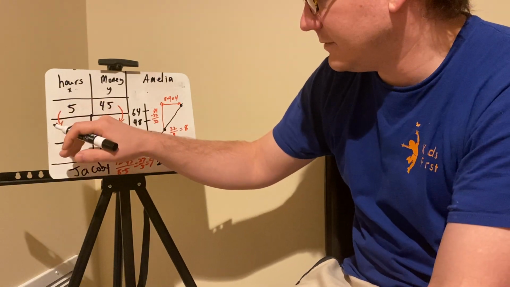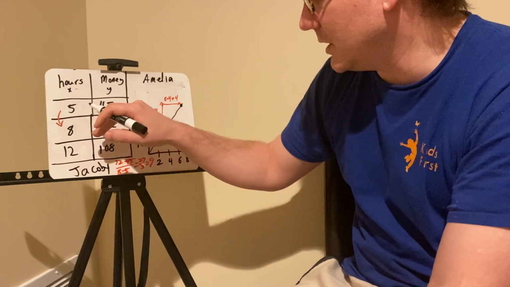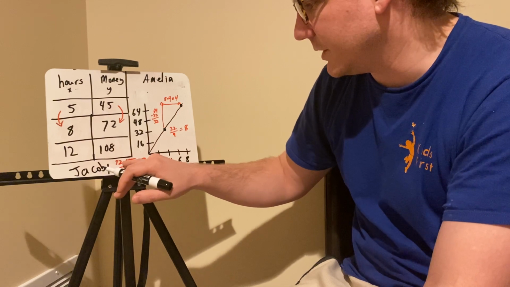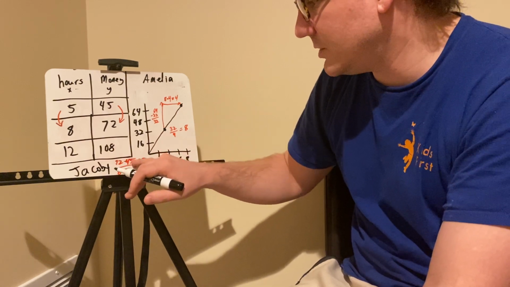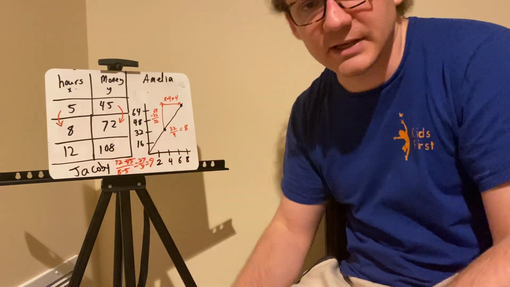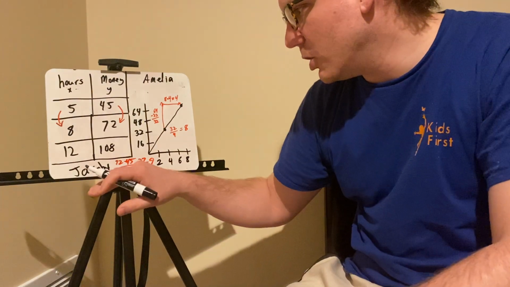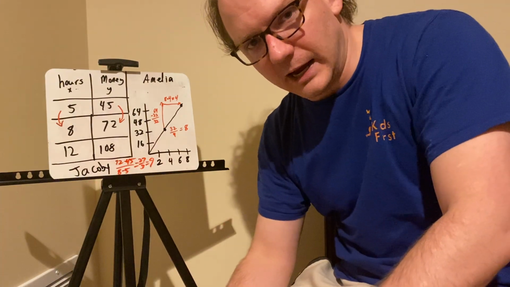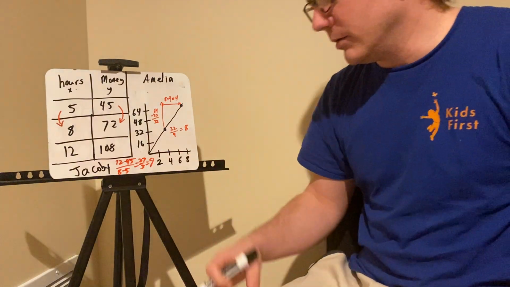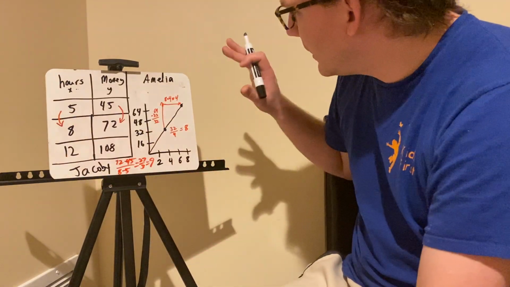Hours goes from 5 to 8, which is 8 minus 5, my change in x. And money is from 45 to 72, so my change in y is 72 minus 45. That equals 27. 8 minus 5 equals 3, so 27 over 3, or 27 divided by 3, equals 9. So Jacoby makes $9 per hour that he works. That's his unit rate. That is, in 1 hour, he makes $9. That's the slope if this were a line.